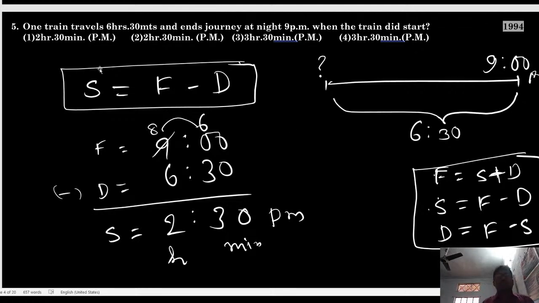Children, you correct this like this: AM, the second option, 2 hours 30 minutes AM. So that's why the first option is correct.